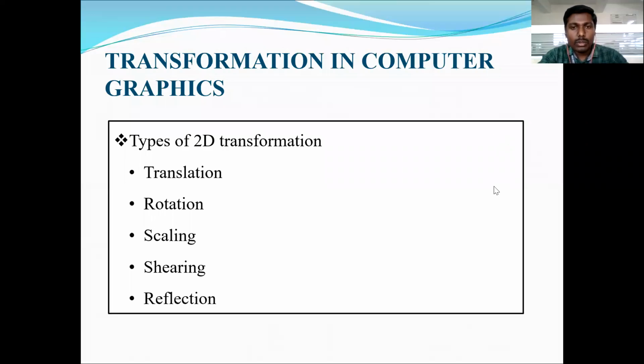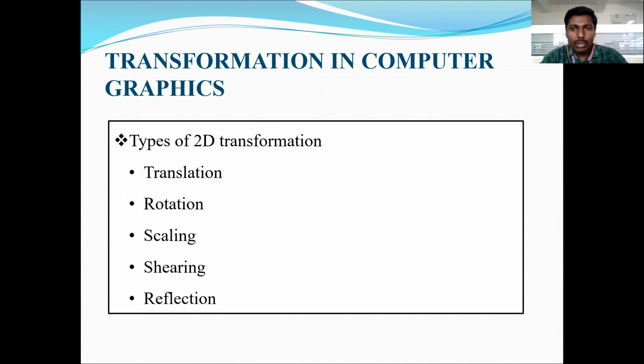Yes. In today's class, we are going to discuss transformation in computer graphics. In the previous class, we discussed what a transformation is. We will revise first, then we go to our new topics today. So what do we call a transformation?